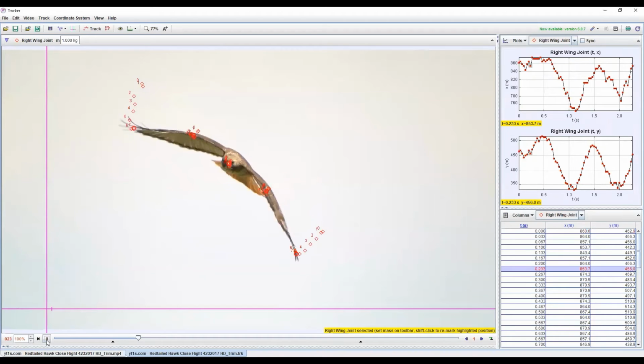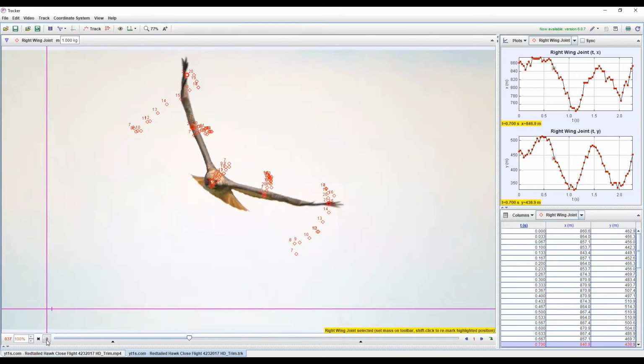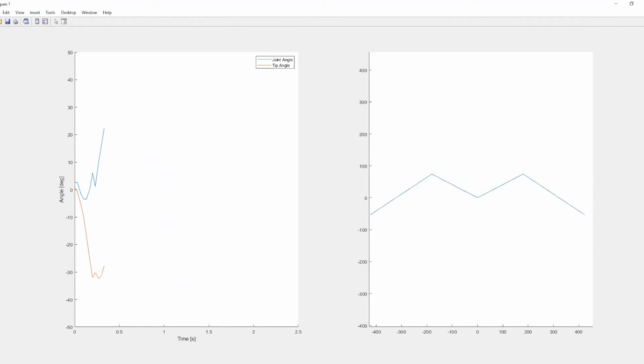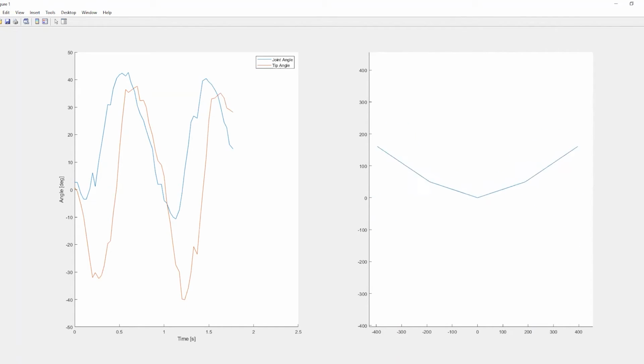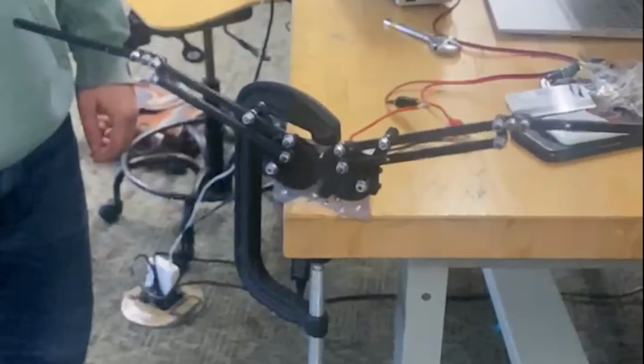We then used a software called Tracker to put points on the beak, middle joint, and tip of each wing. The software tracked the movement of those points and created vectors of the X and Y positions. We then imported those vectors into MATLAB to recreate the wing patterns. We then designed, 3D printed, and tested linkage designs until we got the one that fit the pattern.